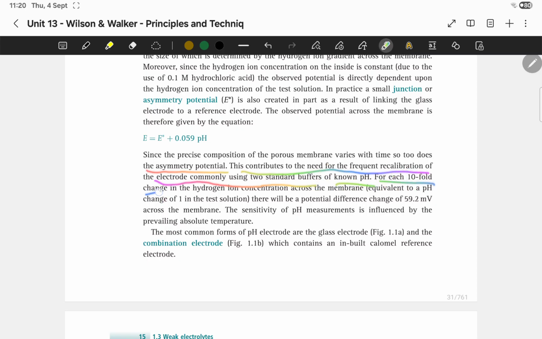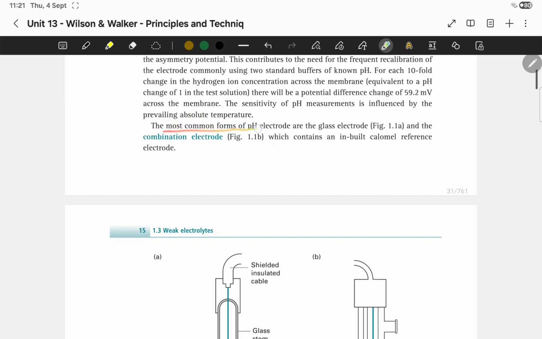For each tenfold change in the hydrogen ion concentration across the membrane, equivalent to a pH change of 1 in the test solution, there will be a potential difference change of 59.2 mV across the membrane. The sensitivity of pH measurements is influenced by the prevailing absolute temperature. The most common forms of pH electrodes are the glass electrode and the combination electrode, which contains an inbuilt calomel reference electrode.